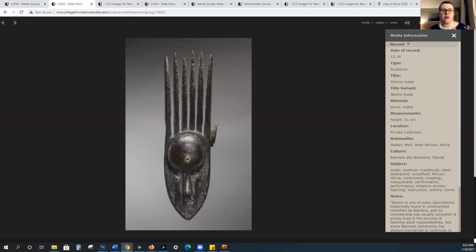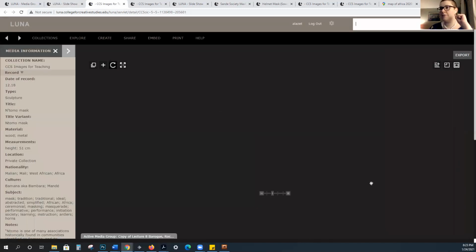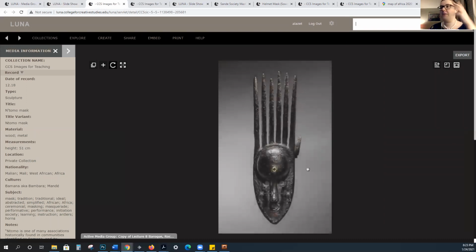So what we're seeing here is an Ntomo mask, and this is a face mask, so more what you would expect in front of the face. It's not a crest mask as the Chihuahua was, nor is it a helmet mask, which is the all-encompassing, almost barrel-like shape that would go over the head. So again, there are a lot of similarities between these societies, and the formal characteristics of this face has a lot in common with the Sowe mask, the female Sande mask.